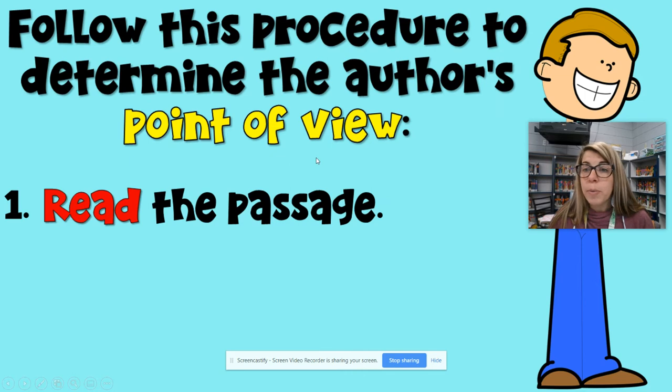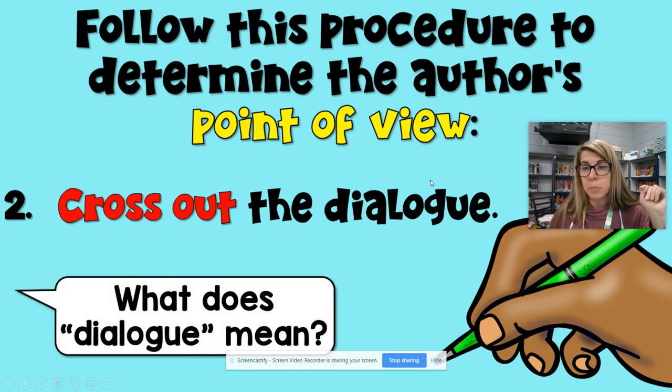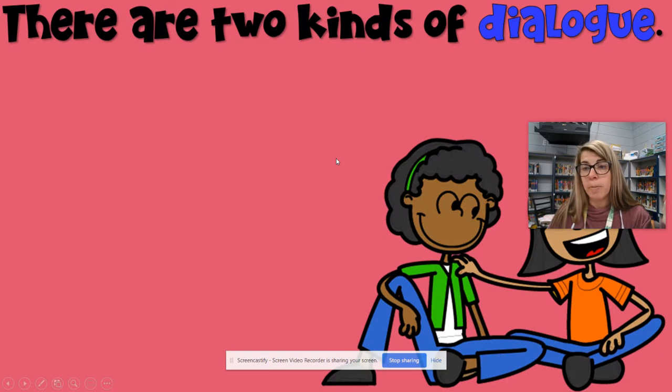So, how do we determine what point of view we're talking about? First, we have to read the passage. We should always be reading the passage. Second, cross out the dialogue, and we're going to talk about dialogue in just a second. Third, what does dialogue mean? That's what we're going to talk about. There are two kinds of dialogue.